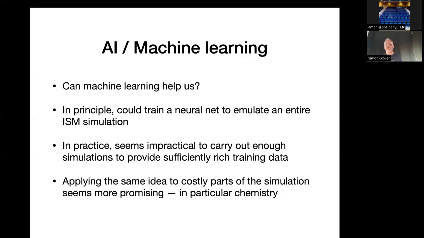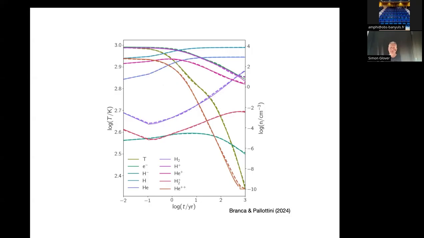So you can basically try and train an emulator to say, okay, given these chemical abundances and density and temperature and radiation field strength, what should my chemical state be at the end of my time step? And the results here are pretty promising. So this is from a paper from last year by Branco and Palatini, looking at a pretty simple chemical model. So this is just primordial hydrogen-helium chemistry.